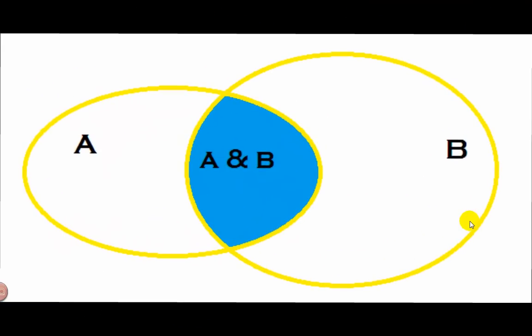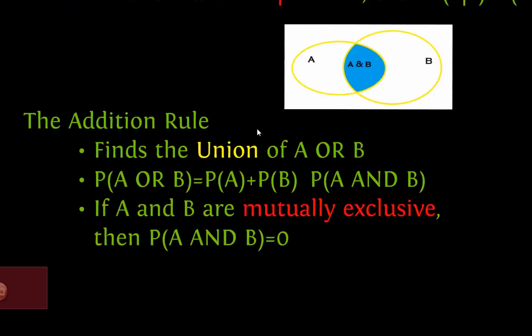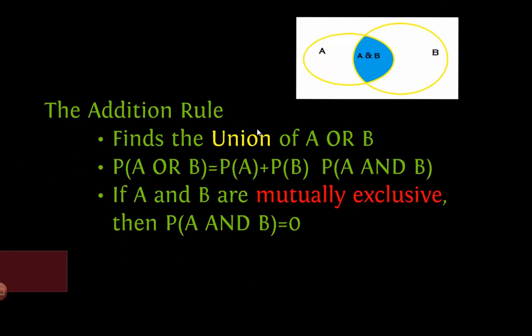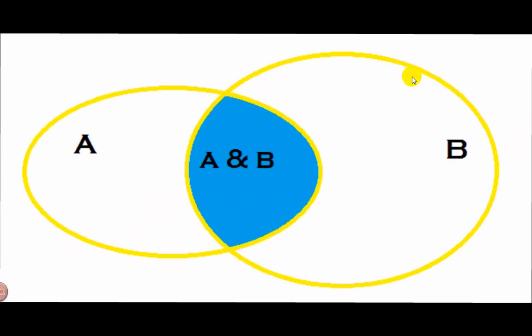So that's intersection. We're looking at this space here. How do we find this space? Whereas the addition is the union, the combined spaces. So the probability of A or B, we have to take off this middle space. Again, if we look down here for the whole thing, this is A or B. This yellow curve here.